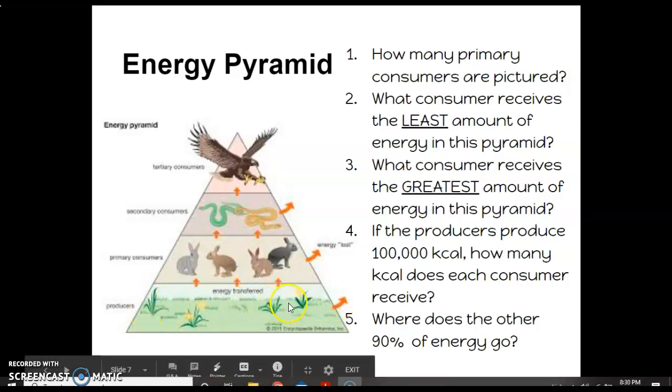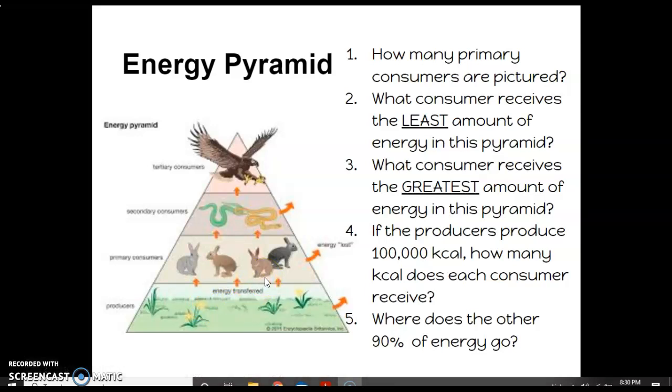All of these are producers, both the grasses and the flowers, and if there are trees, anything like that that makes its own food, converts energy from the sun to energy that it can use. What consumer receives the least amount of energy in this pyramid? Least amount of energy would be up here, and this would be our tertiary consumers. This eagle or hawk would receive the least.